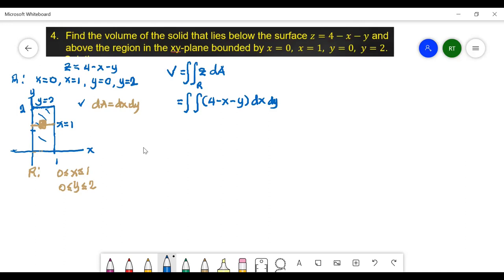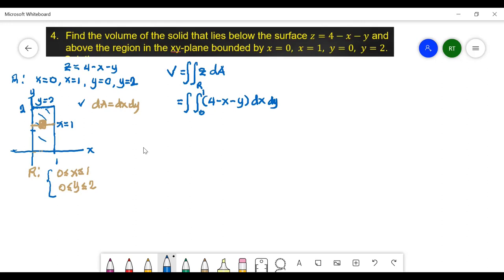Ano yung magiging limits of integration natin? Okay, tingnan natin itong region R. Okay, x will go from the lower limit. Class, am I with you? From 0 to 1. Okay, 0 to 1. Akala ko na-eject na ako eh.